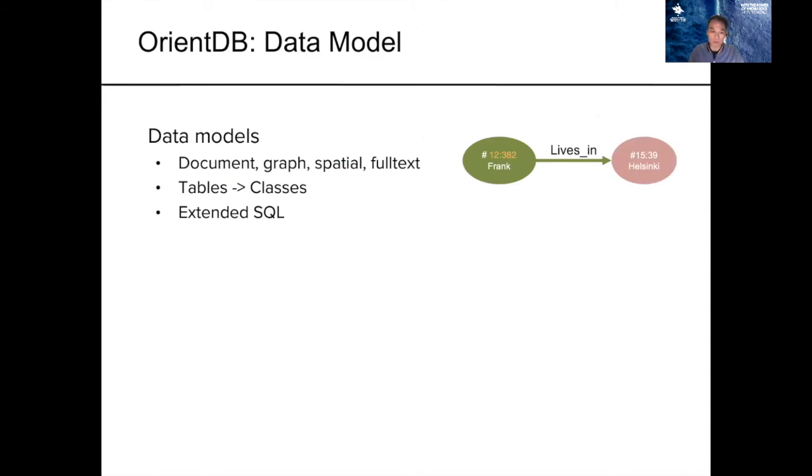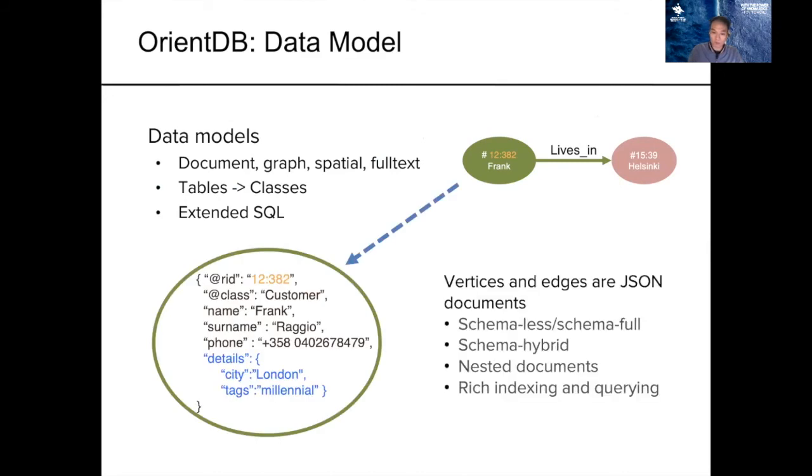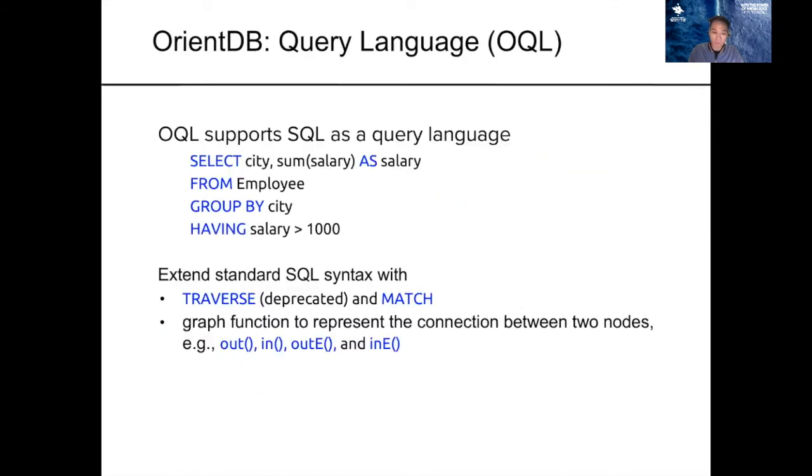Next, we'll discuss OrientDB's core language. OrientDB supports documents, graph, spatial, and full text, and it extends the SQL language. The vertices and edges in OrientDB are JSON documents. They can be schemaless, schema-full, or schema-hybrid, and there can be lightweight edges, and they have rich indexing and query.